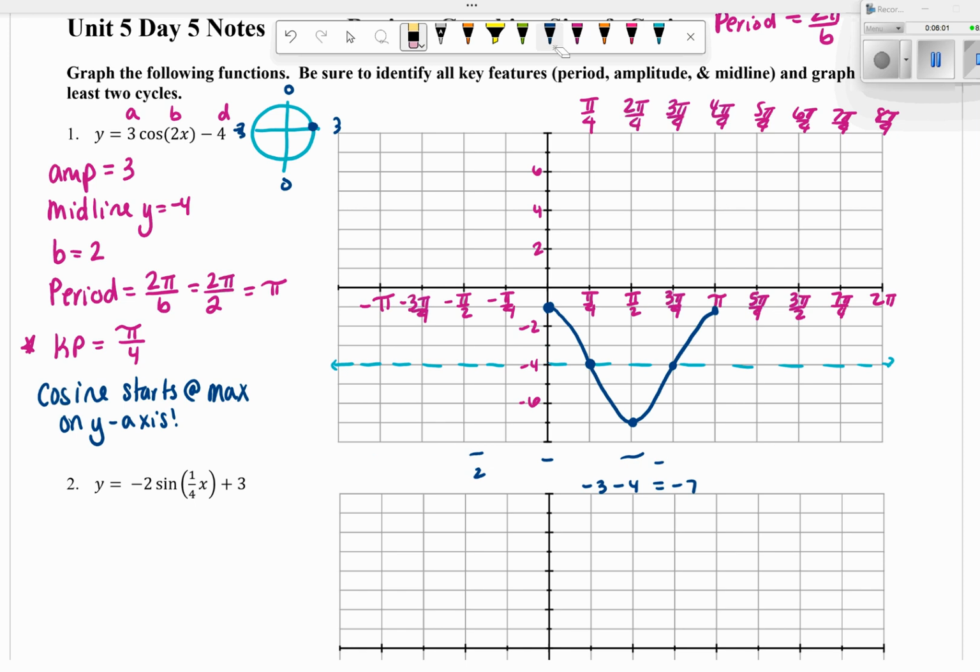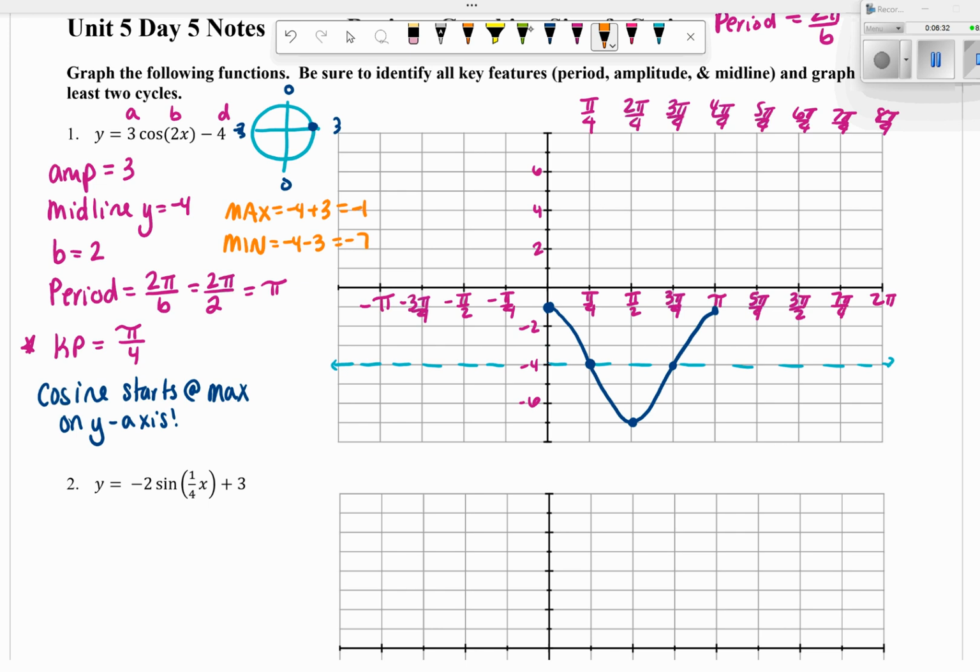So another way you can think about this as well is find your max and mins. So if you know your midline is at -4, to find your max and min, you add the amplitude. So your maximum is going to be equal to -4 plus 3, which would be equal to -1. And your minimum value is -4 minus 3, which is -7. That's another way you can figure out those values.